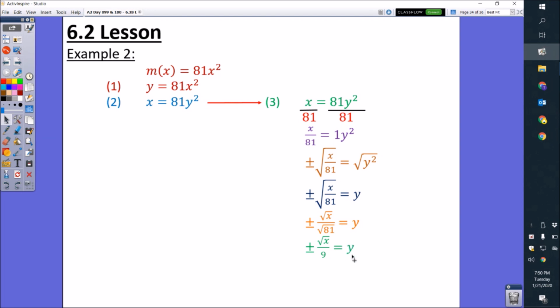Since the y is by itself, I'm going to flip the whole thing so that way the y is on the left side. And then when I do that, make sure to convert, for step 4, convert into the inverse function, m to the negative 1 of x. So when I do that, we have m to the negative 1 of x equals plus and minus the square root of x over 9. So this is going to be our final answer. So I'm going to box that in red.